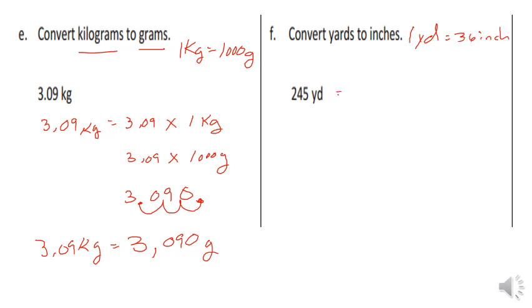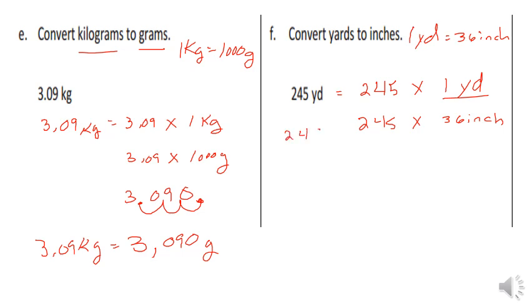So now I got 245 yards. So I'm going to split that out at 245 times the unit, which is 1 yard. Now I'm going to replace this 1 yard with 36 inches because that's what I'm wanting to convert to. So now I have 245 times 36.